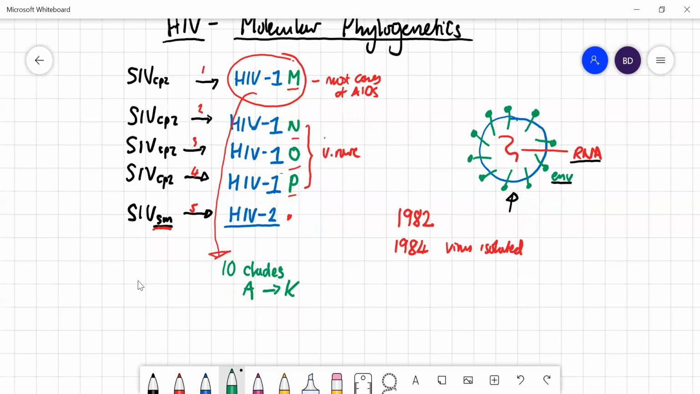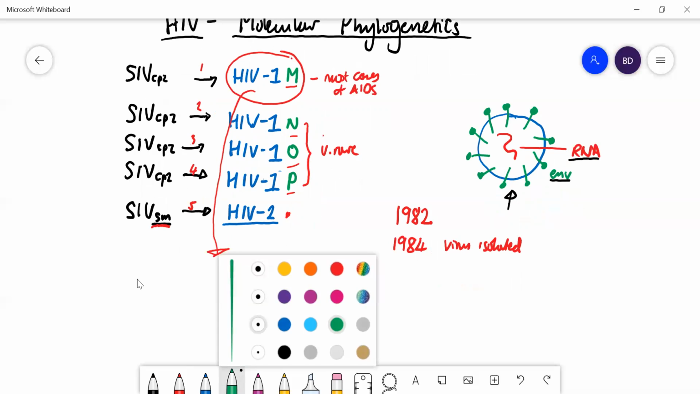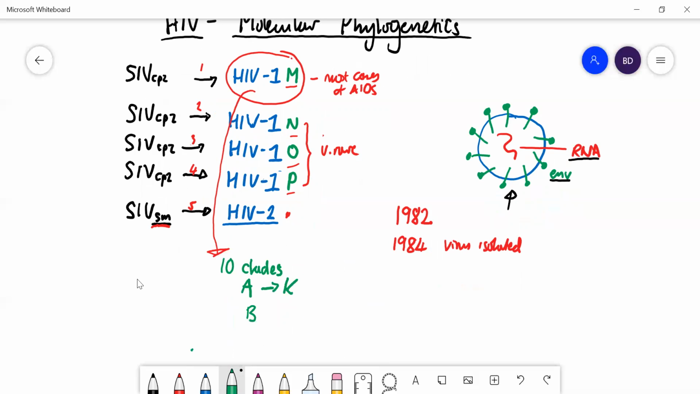They're quite divergent from each other, and the two important ones are B and C. So B and C account for, I think, 90% of all cases. They're by far and away the most common. B is the main type found in the USA and Europe.